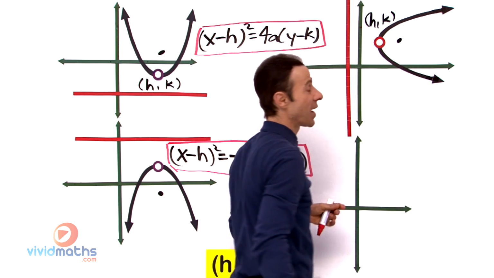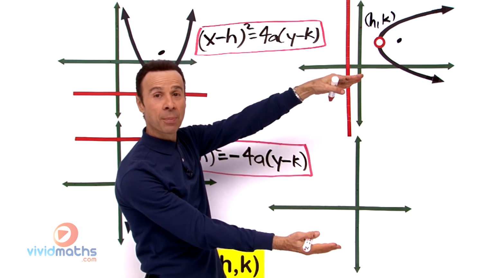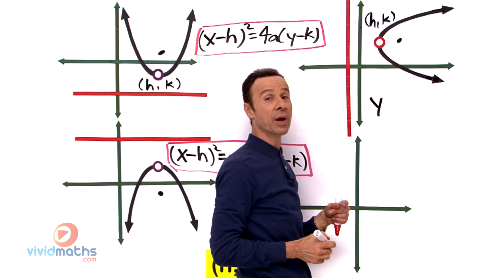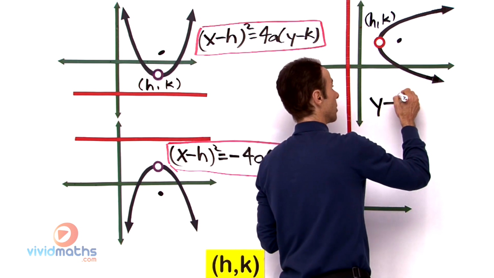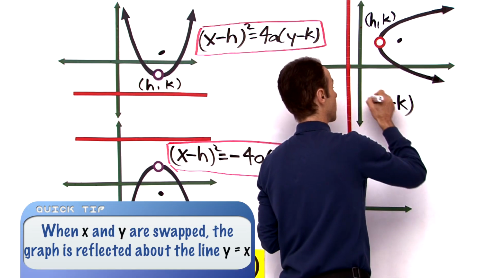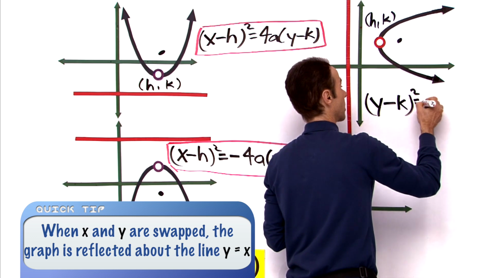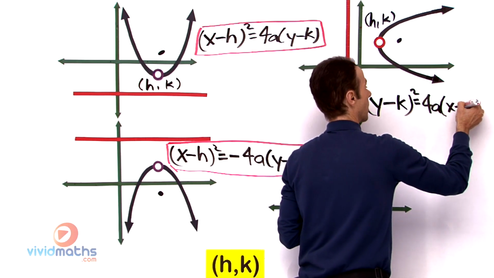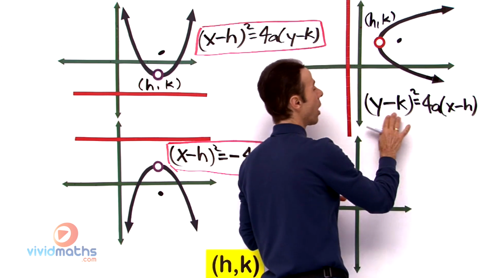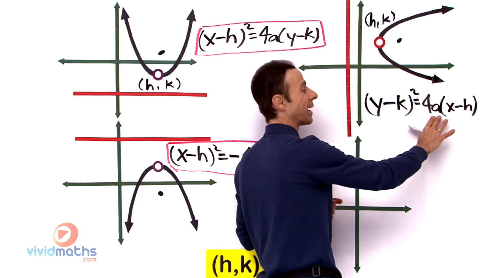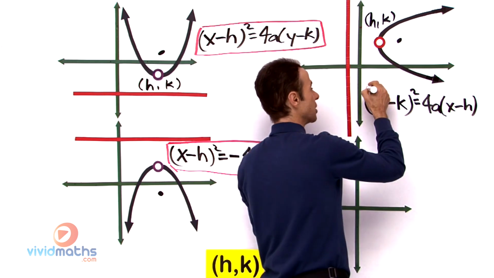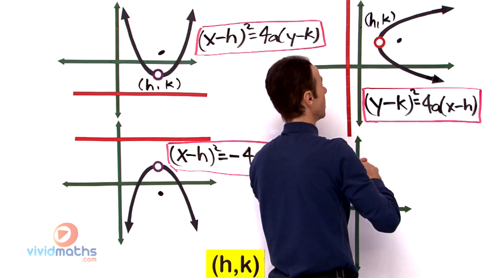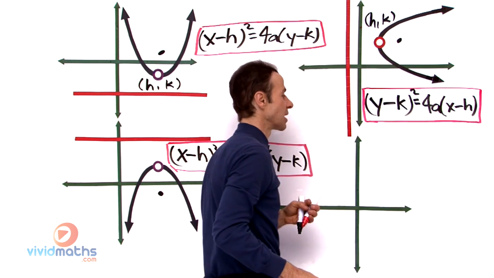The formula for that orientation opening up on the right would be with the y squared on the left-hand side. (y minus k) all squared equals 4a (x minus h). Let me just box that up. And that's where h and k are at the vertex right over there.